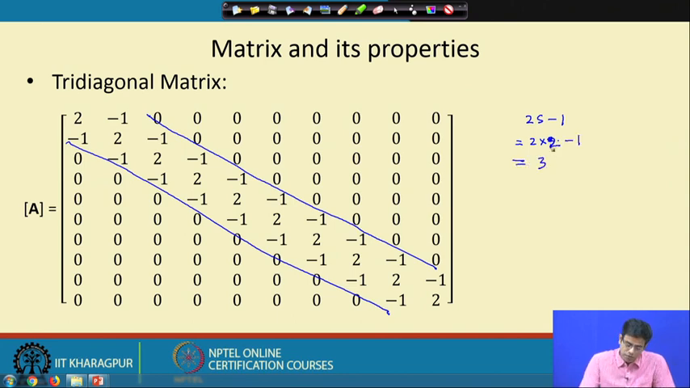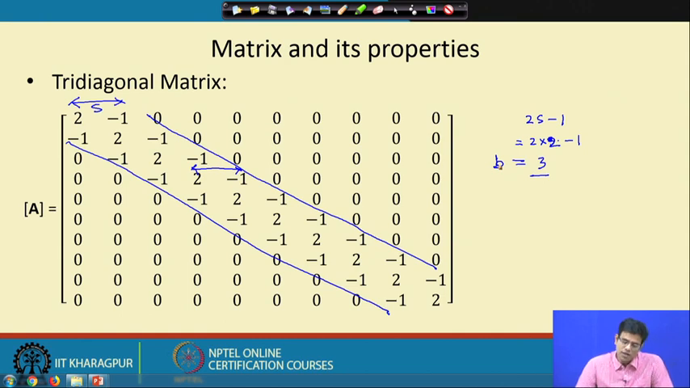So, why 2? Because S is my 2, but it should be remembered that this S may not be only in the first row, this is the maximum number. So, it can appear in any row, even though for this matrix it has to be the same. So, here also if you see, S is 2. So, the bandwidth of this matrix becomes 3, right.